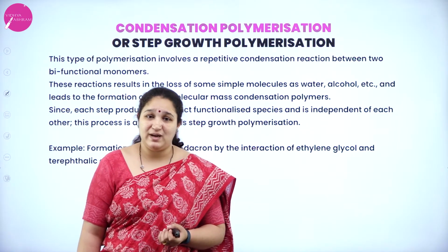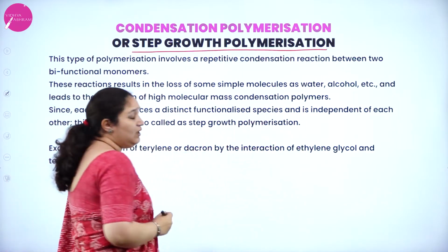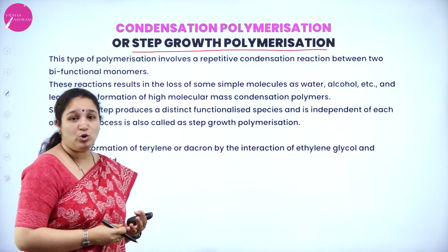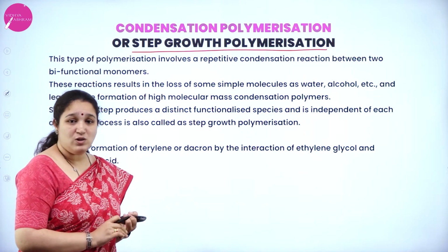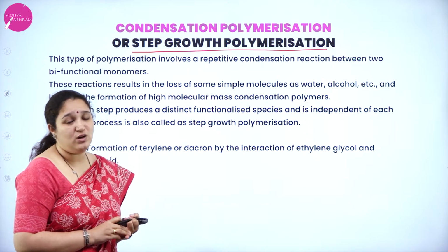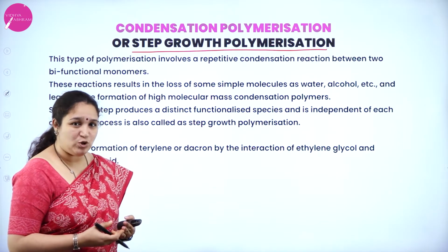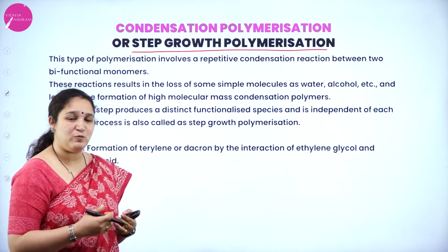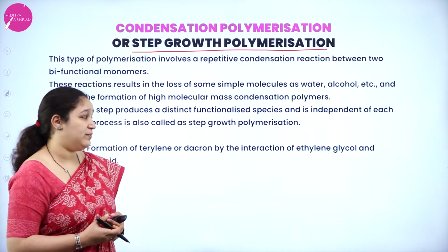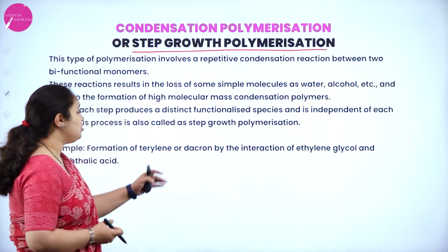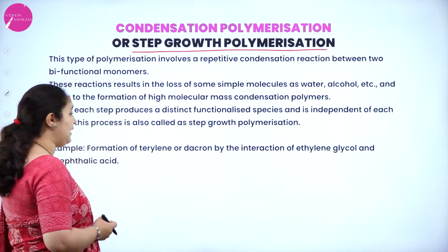Next is condensation polymerization. It's also called step growth polymerization. In condensation polymerization, the monomers used usually have bifunctional groups, and there is also elimination of small molecules like water, alcohol, etc. It is called step growth polymerization because in every step we will get a different type of functional group, and thus it is called step growth polymerization. An example is formation of terylene or dacron by interaction of ethylene glycol and terephthalic acid.